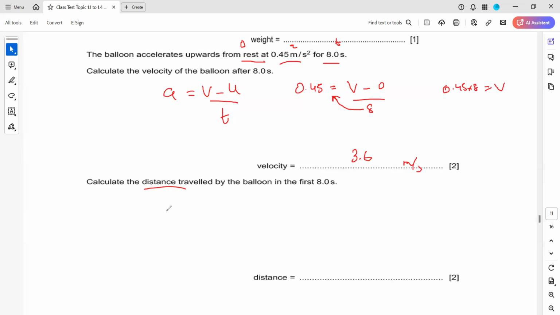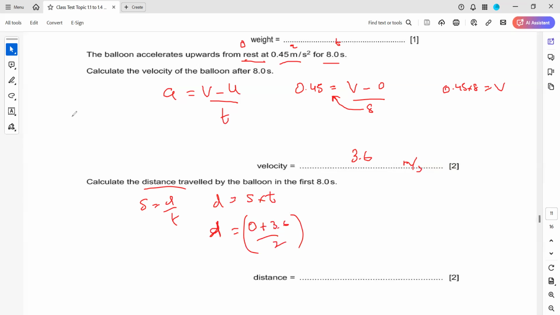The next is the distance travelled. So if we need the distance travelled, we have the formula speed is distance divided by time. So distance is speed multiplied by time. But in this case, the speed is not constant. Like first the speed was 0 and now the speed is 3.6. So when the speed is changing, we substitute the average speed. So what will be the average speed? Average speed will be 0 plus 3.6 divided by 2. Because two values are there, that's why we substitute an average speed.